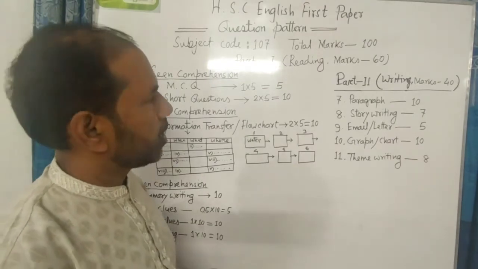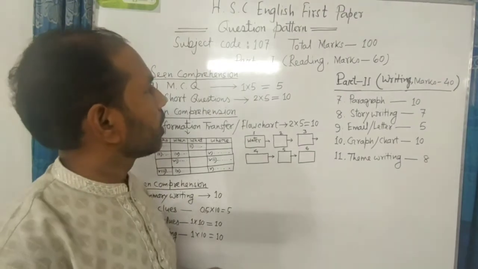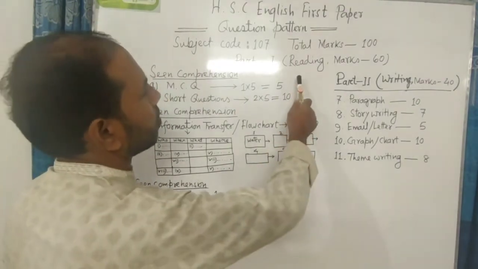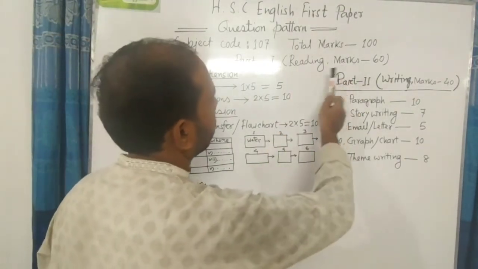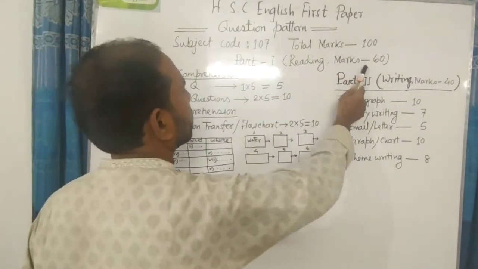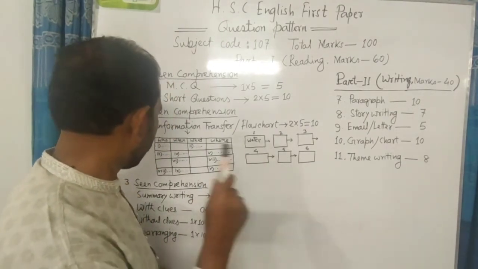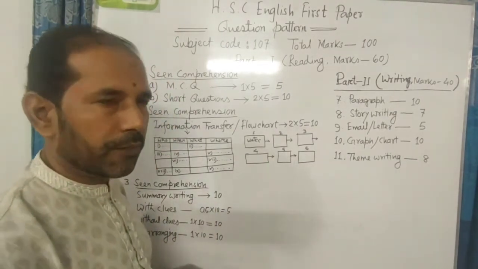The question is divided into 2 parts. Part 1 and part 2. Okay. Part 1 is called reading. Marks 60. Please follow. Part 1 is called reading. Marks 60. Now let us see what the question pattern is. What are the questions in part 1?